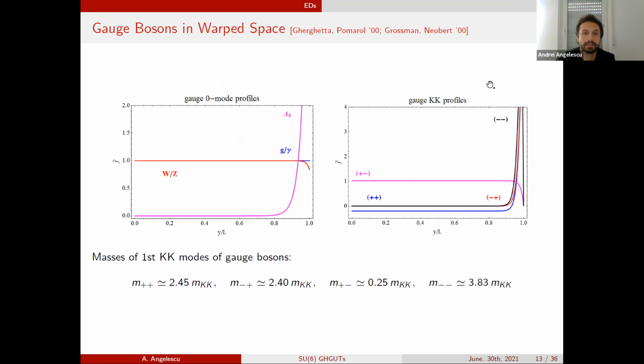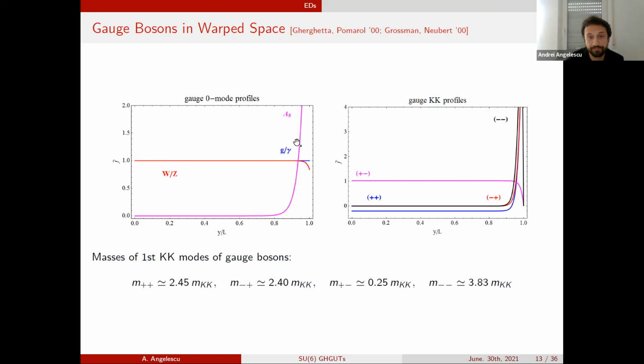Concerning the gauge fields in 5D space, their profiles usually look like this. Here I'm showing the profile for gauge zero modes. The first thing to notice is that the gluon and the photon, the gauge symmetries that are unbroken at low energy, have a flat wave function. That will translate into flavor universality, because each wave function is orthonormalized, as I mentioned earlier. So when you compute the overlap between, let's say, the gluon and two fermions, the profile of the gluon will factor out because it's flat, it's a constant, and then you're just left with an integral over orthonormal wave functions. So that's a very nice feature.